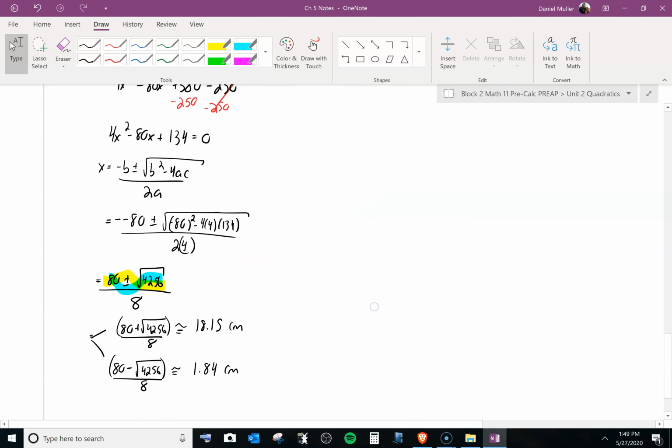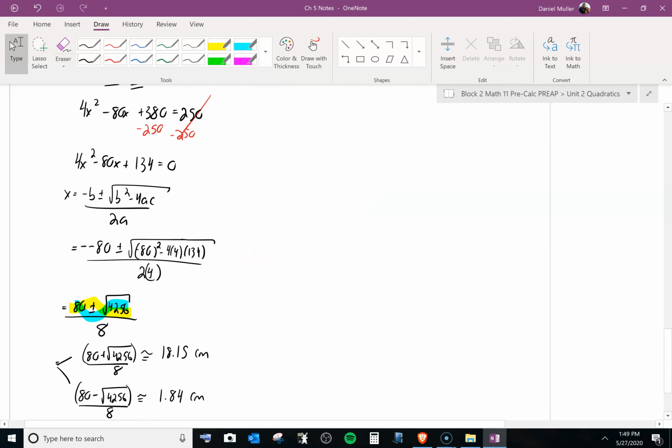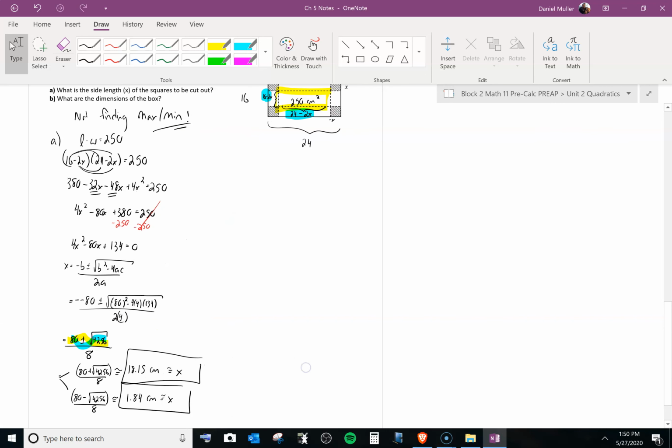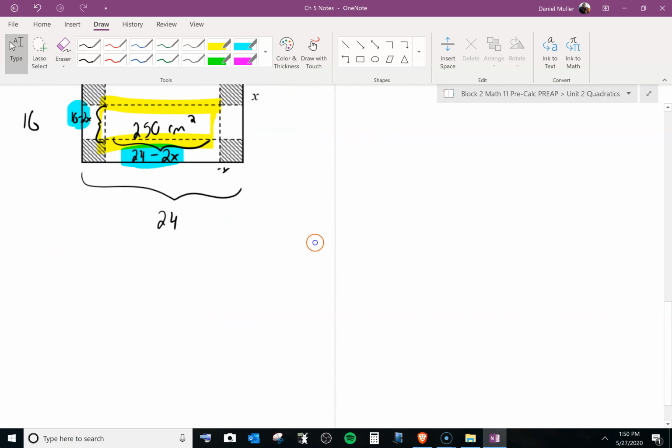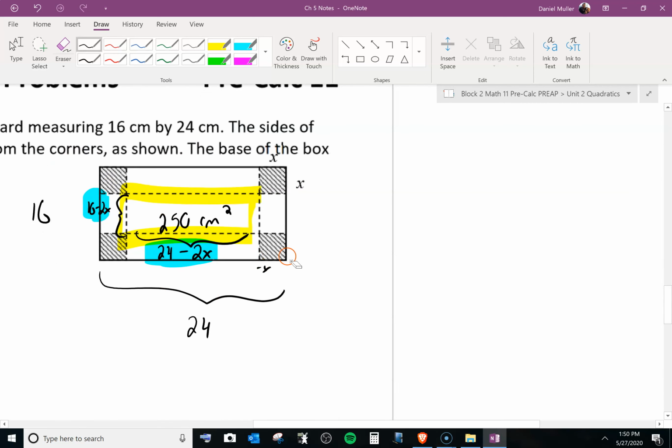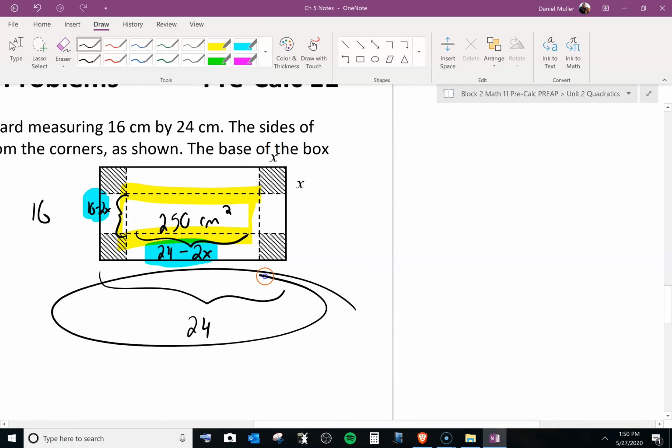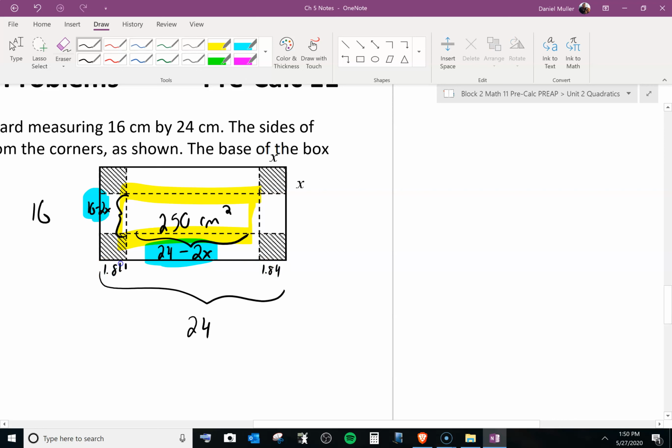I'll let you write that down. Remember that this is our x. Our approximations are rounded because they're not nice enough to be whole numbers. So that is our distance for x, 18 or 1 point something. If this is 24, is it possible for this distance to be 18 and this distance to be 18? Obviously not. It's true that this would be 1.84 and 1.84.